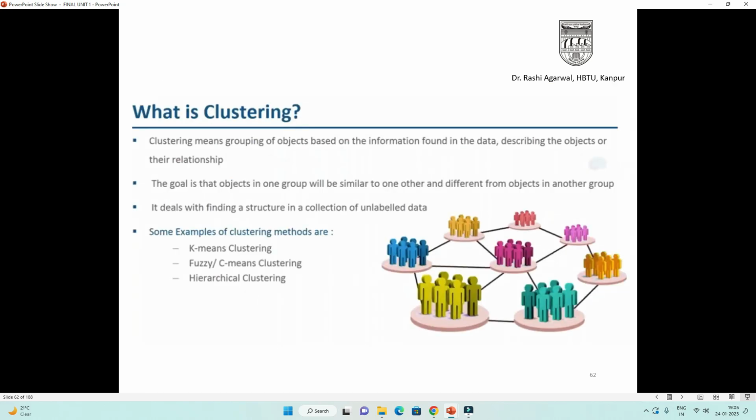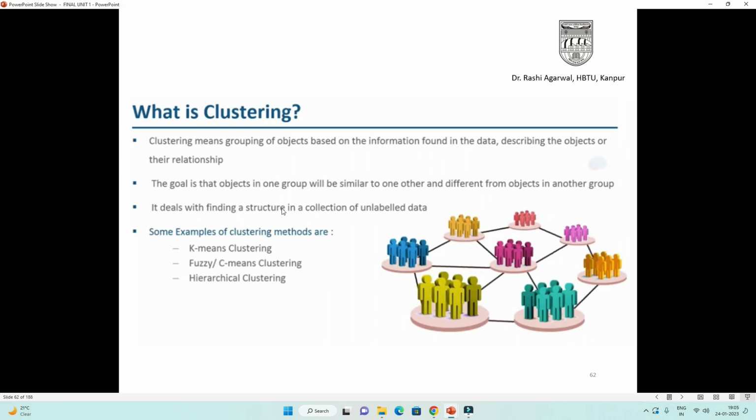So what is clustering? Clustering simply means grouping of objects based on the information found in the data, describing the objects or their relationships. The goal is to keep intra-class separation minimum and inter-class separation maximum. So here you can see based on colors, there are different shades of blue here, there are different shades of green here. But what we try to do is minimize this difference within the classes. Intra-class difference is minimized and inter-class difference is maximized.